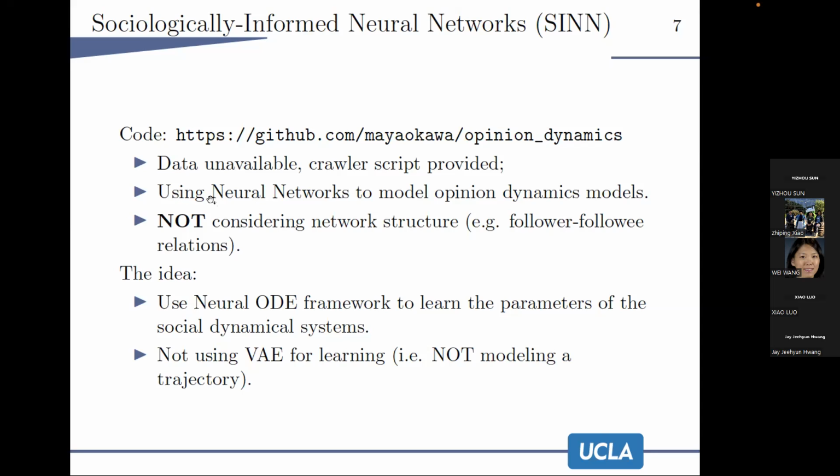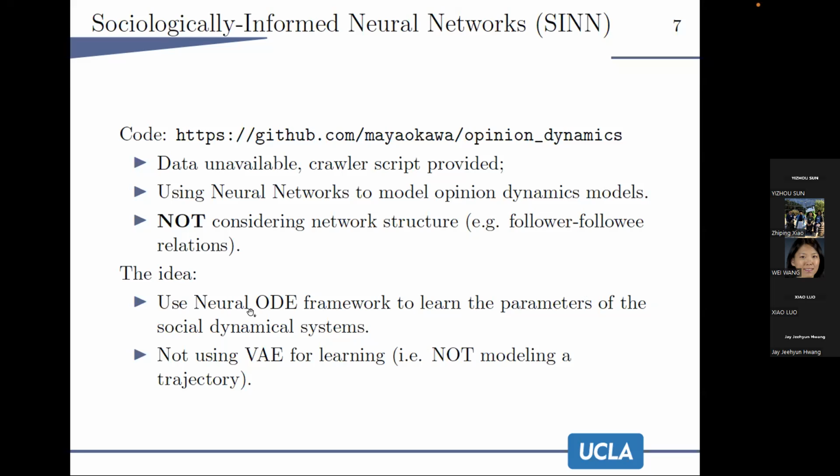The method they propose is that they use neural networks to model opinion dynamics models, or they are trying to prove by experiments that neural networks are capable of acting as the opinion dynamics models. And they do not really consider the social network structure, such as the follower-followee relations. It's completely missing from their data.